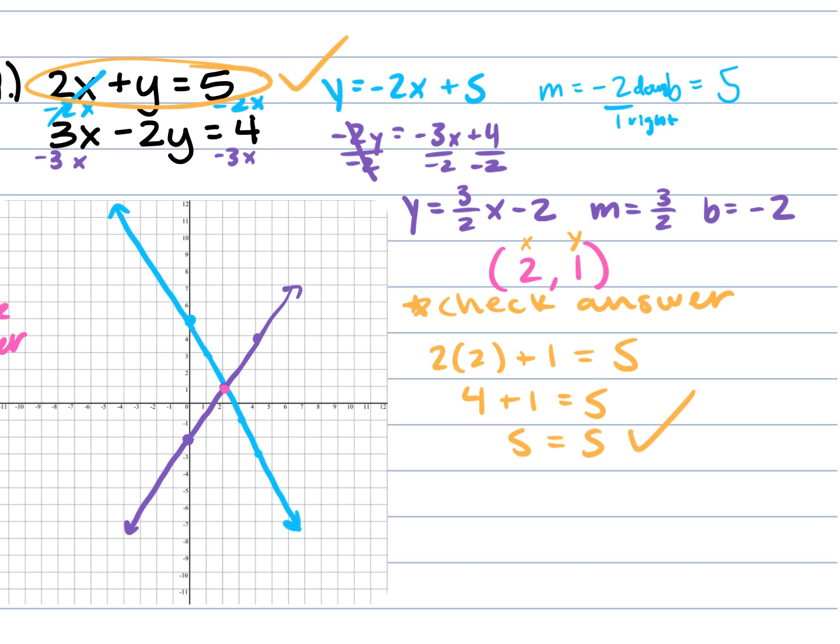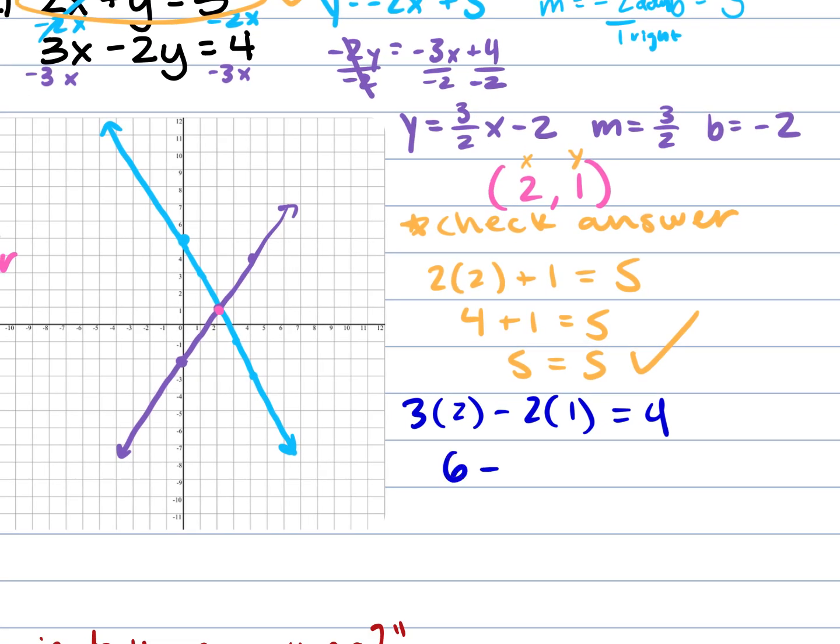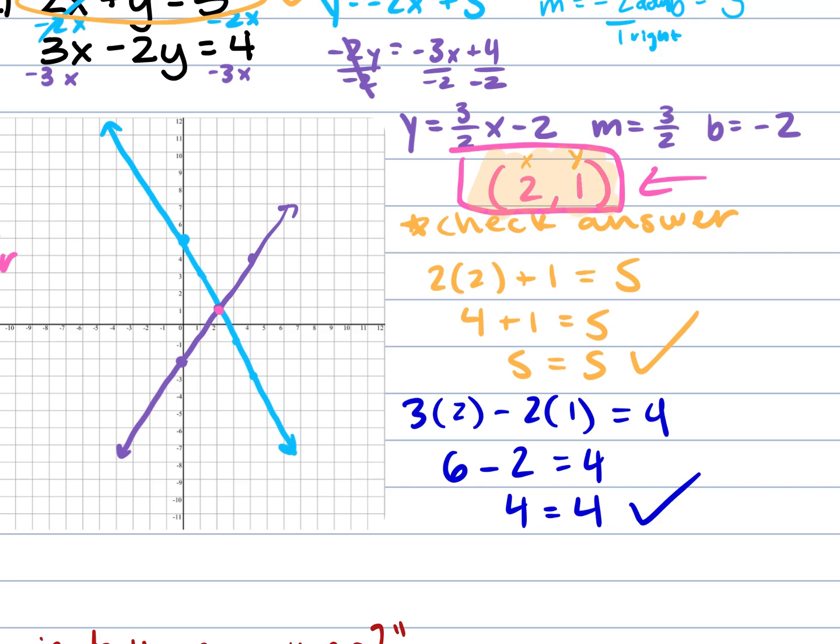Now let's check the second. So I have 3 times 2 minus 2 times 1 equals 4. 3 times 2 is? 6. And 2 times 1? 2. So 6 minus 2? 4. Does 4 equal 4? Yes. So is my answer true? Yes. So my answer is 2 comma 1.